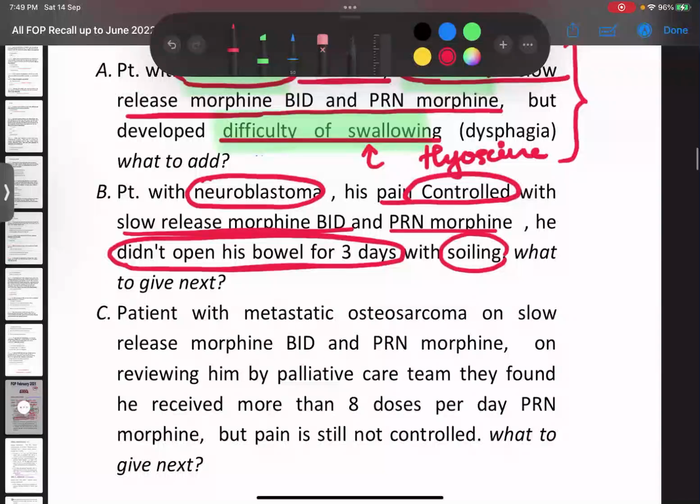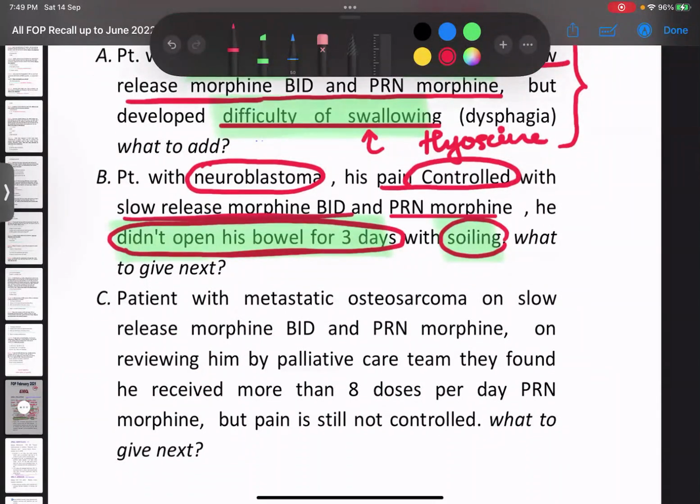So here also they said brain tumor, and the patient's pain is controlled with BID and PRN morphine. But the only problem is that the patient developed constipation. That means he did not open his bowel for 3 days. And apart from that, the patient is soiling, overflow of the stool, or the patient is defecating without any kind of awareness. What do you think we should give?